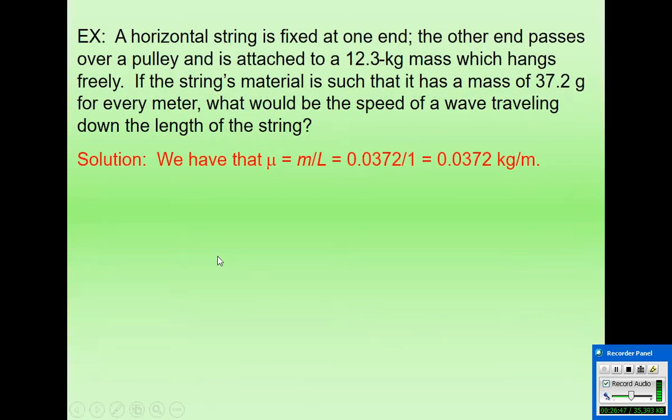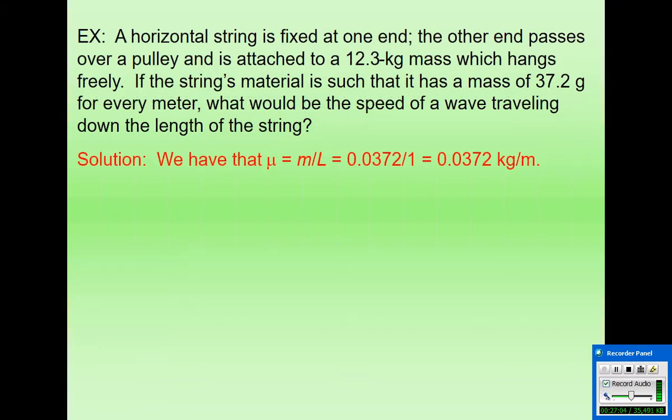Let's do a numerical example. We have a horizontal string, it's fixed at one end, and the other end is essentially attached to a freely hanging 12.3 kilogram mass.